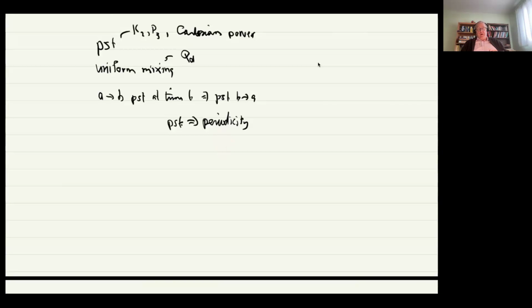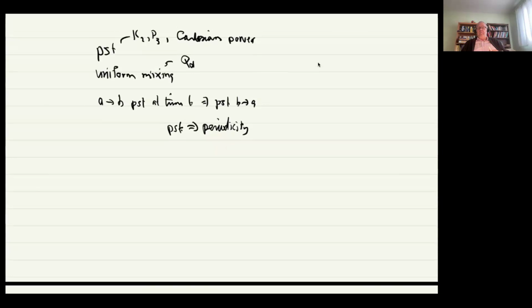Okay, so that's the situation at this point. We haven't built up a lot of theory yet. We basically know if you have PST, you have periodicity, and we know that Cartesian powers will preserve either periodicity or perfect state transfer if the times match up. So are there any questions at this point?